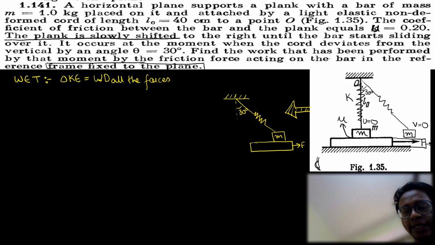So what is the change in kinetic energy? Change in kinetic energy is final kinetic energy, which is half m into 0 square, so 0 minus 0, which is equal to 0, is equal to work done by all the forces.